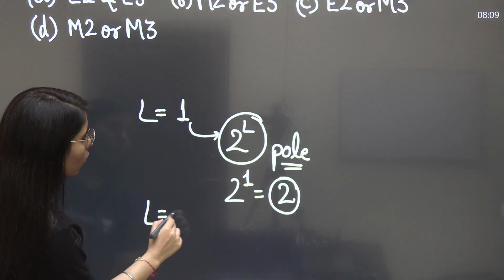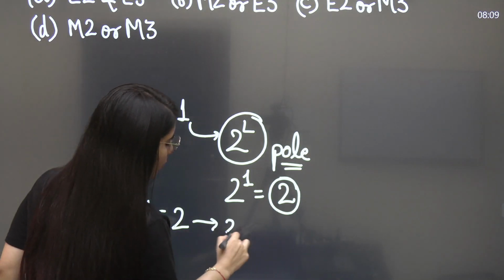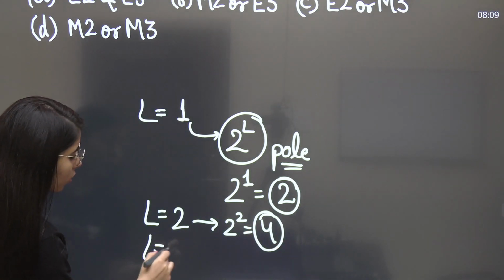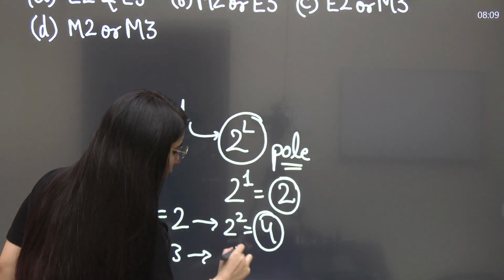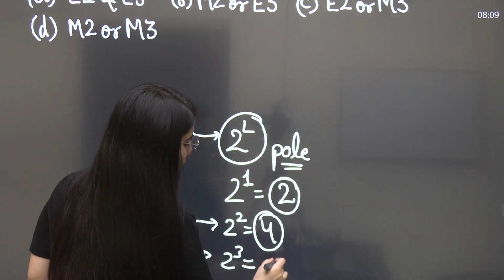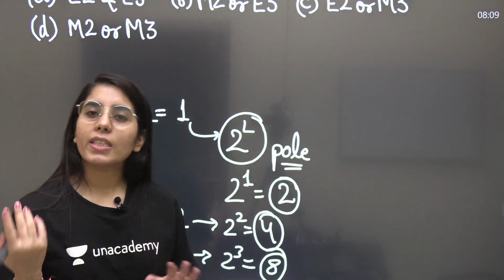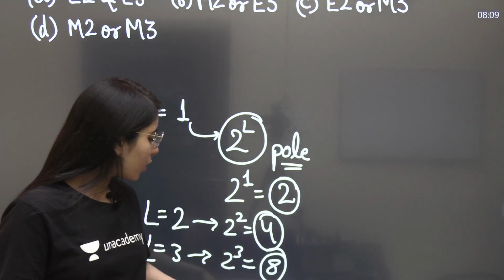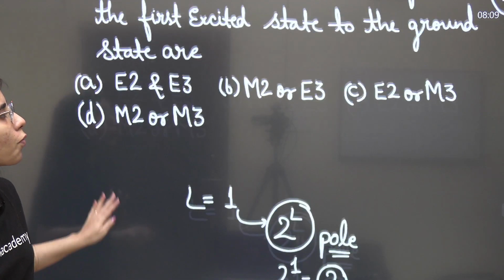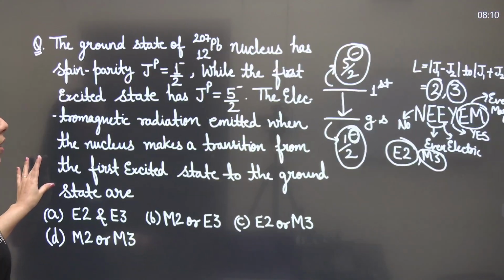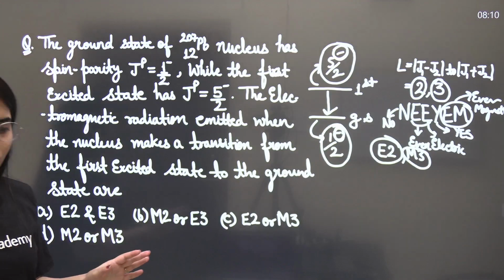When L is equal to 2, it will give you 2 to the power 2, that is 4, which is quadrupole. Okay. L is equal to 3, it will give you 2 to the power 3, which is octupole, which is 8. Another thing, if 4, it's going to be multipole. Clear? So that's how you are going to have different names for different types of poles, and this is how by using the trick you will get the final answer quickly for any such type of question.